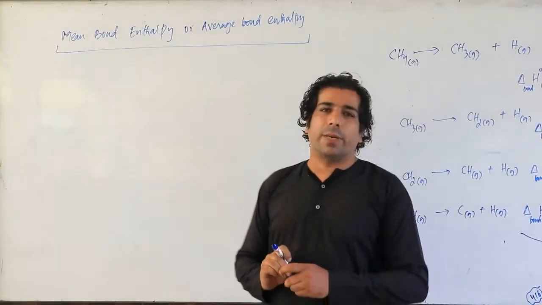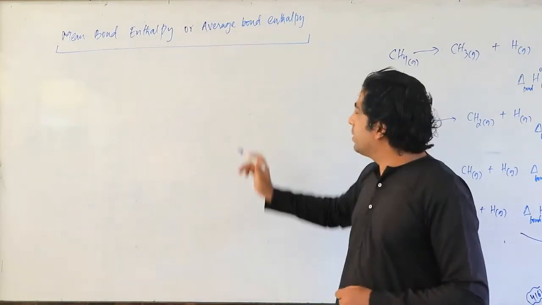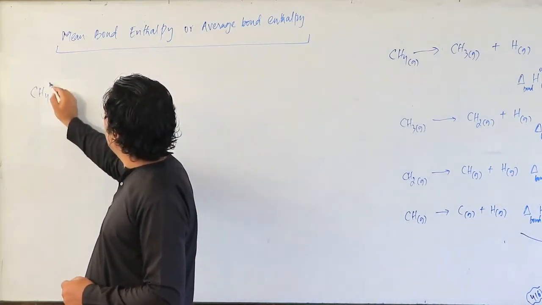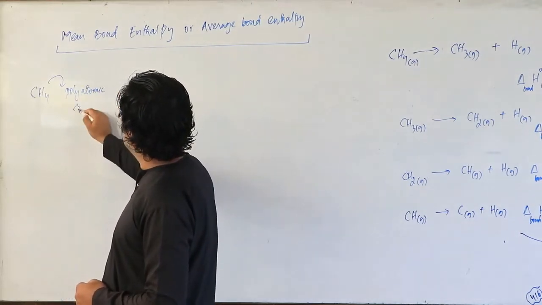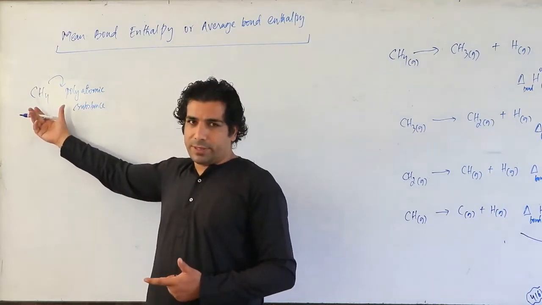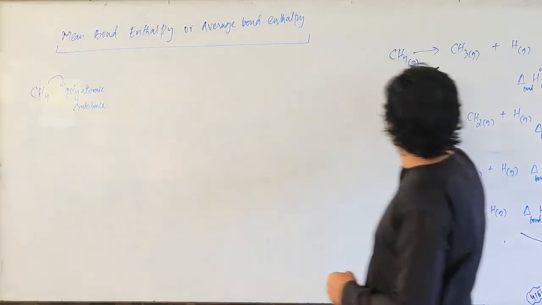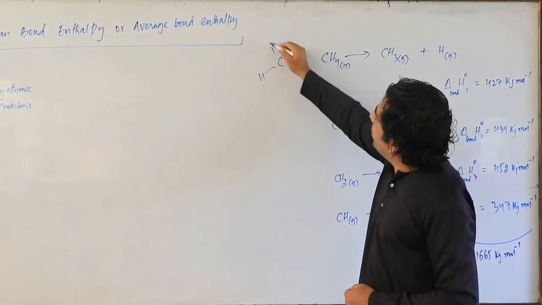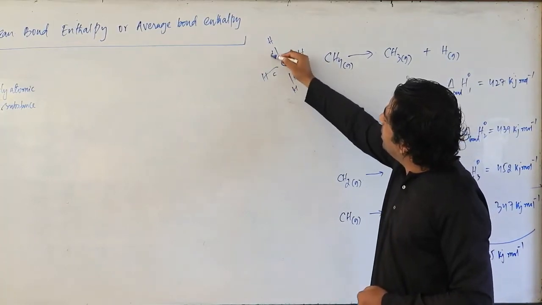Dear friends, let us talk about the mean bond enthalpy or average bond enthalpy. Let us take one substance with us, that is CH4. CH4 is basically a polyatomic molecule or polyatomic substance, as it contains more than 2 atoms. So it's a polyatomic substance. Now, if we look at this methane closely, have a look here at this point. Here you have 1, 2, 3 and 4 bonds. Let's call them as A, B, C and D.